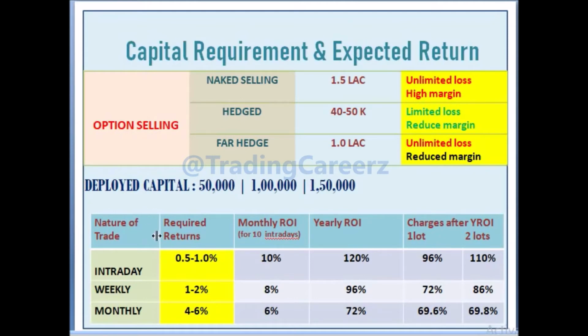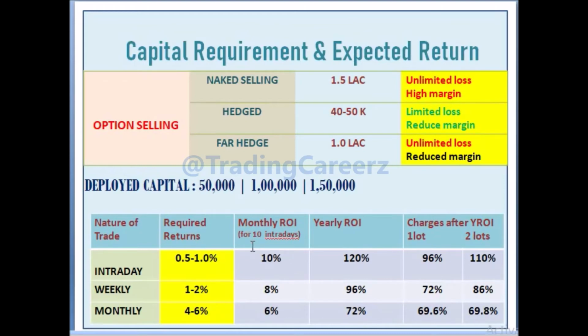Now going to the major important factors here. First of all, you have to choose intraday, weekly, or monthly. Whatever you choose, if you choose the intraday strategy, you should expect only 1% profit, not more than that. If you expect more, you have to wait, otherwise you will take more loss also. If you expect only 1%, your monthly ROI is 10%.